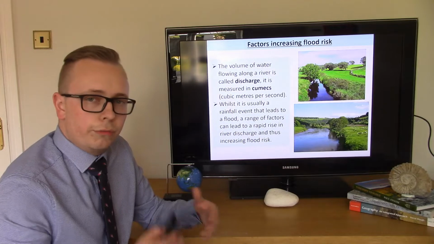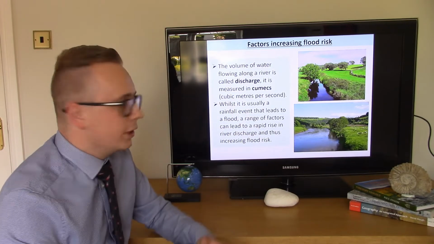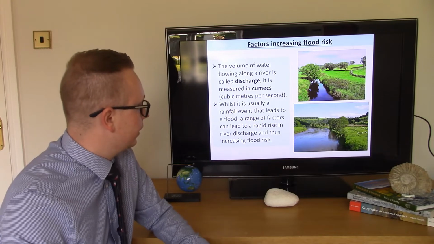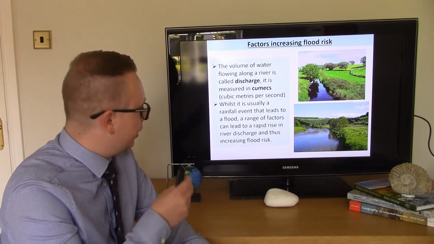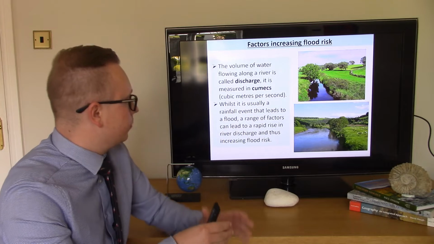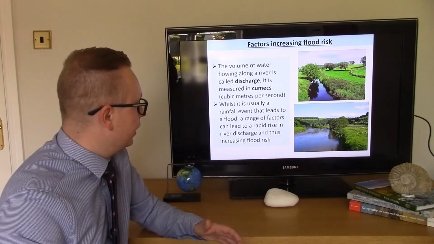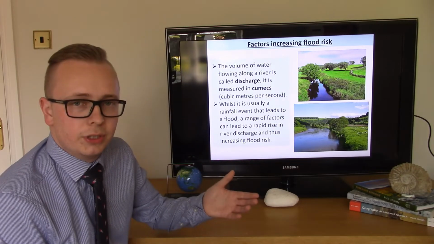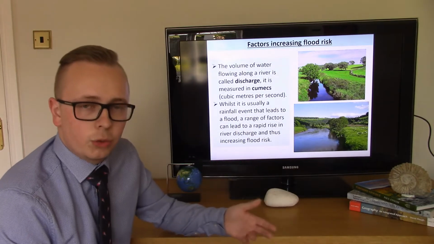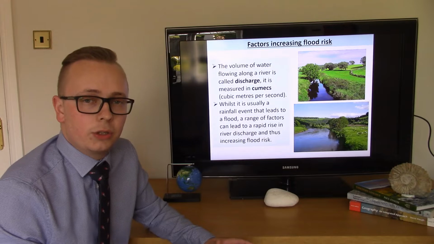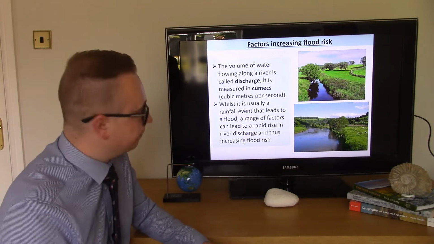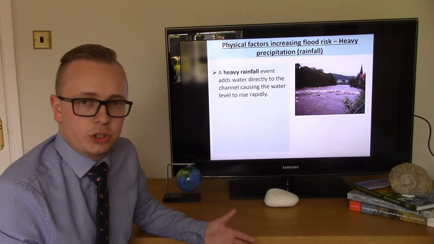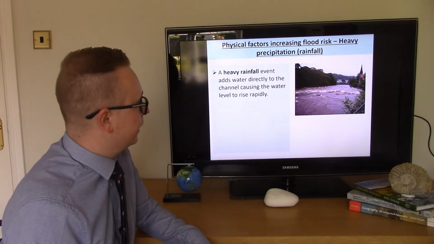Now, the volume of water flowing through a river is called its discharge, and that's measured in cubic meters per second. And whilst an individual flood event is caused by a particular rainfall event, there is actually a range of factors that can lead to a rapid rise in river discharge and therefore increase the flood risk. So we're going to take a look at some physical and human factors. And the first one is heavy precipitation. Precipitation, a fancy word for rainfall in this case.